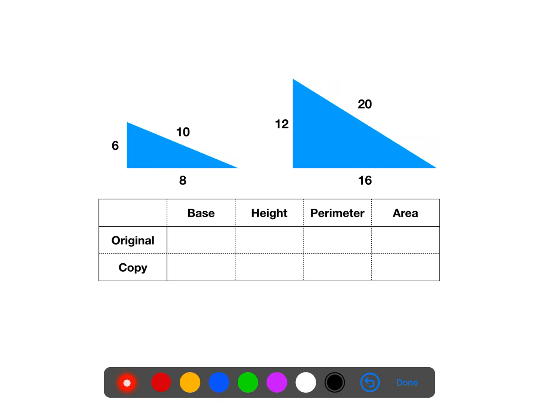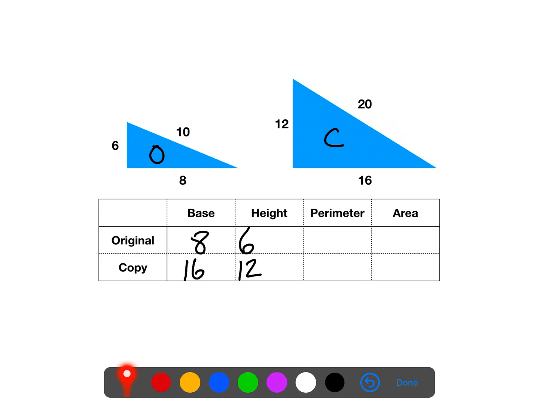So let's look first at filling in, being that this is the original figure and this is the copy. I'm going to fill in the base of the figure and then the height of the figure, which is perpendicular to the base there. So the base of the original is going to be 8. The base of the copy is 16. The height of the original is 6, and the height of the copy is 12. These are corresponding sides, because we're comparing corresponding sides on these two figures.